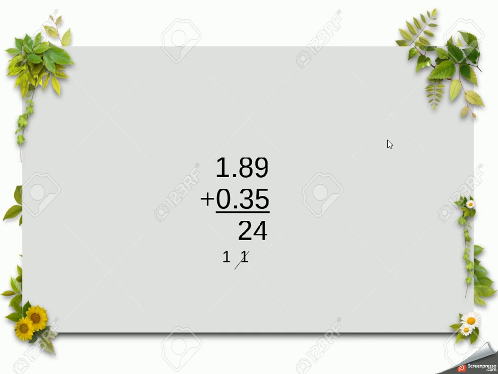We have to remember to put the decimal point in. And then 1 add nothing is 1, add the remainder over, giving us 2.24. So there's the answer. 1.89 add 0.35 is 2.24. And if I went through that a little bit quickly, make sure you look at the long addition video to familiarize yourself with this process.